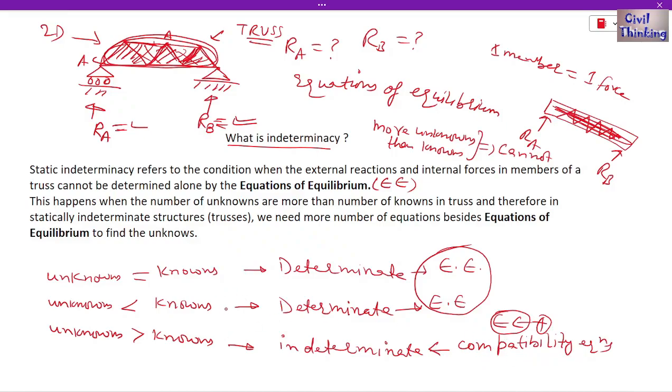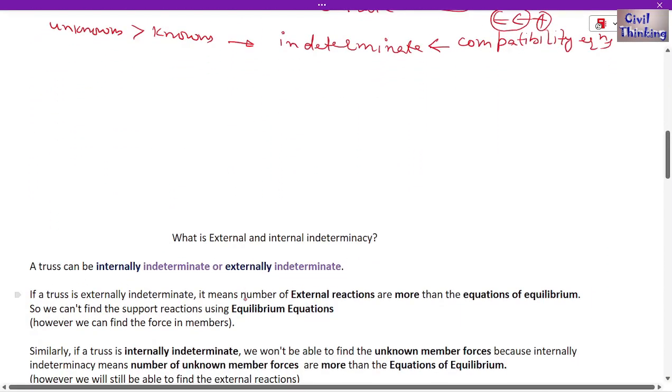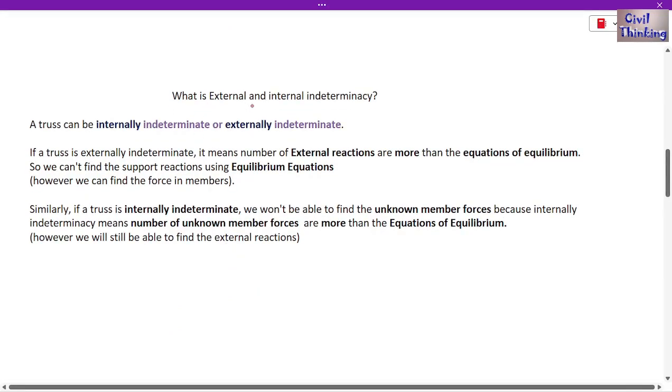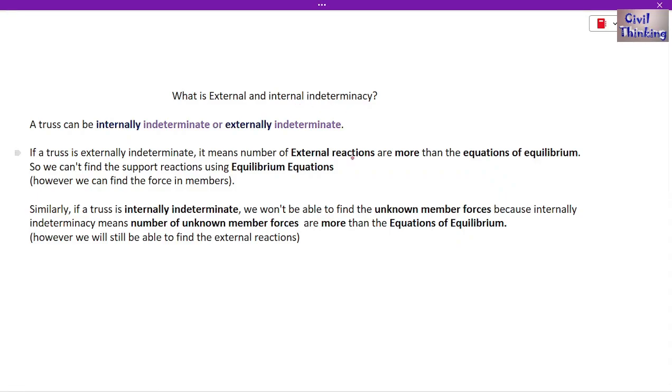So I hope you understand this idea. So let's move on. Now we have another concept here: what is external and internal indeterminacy.